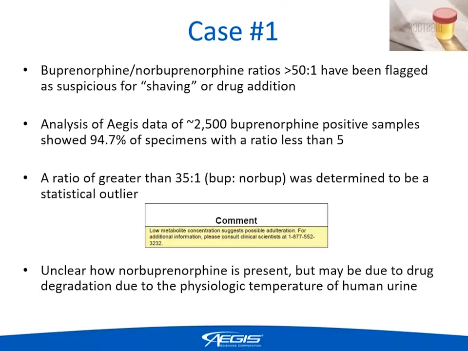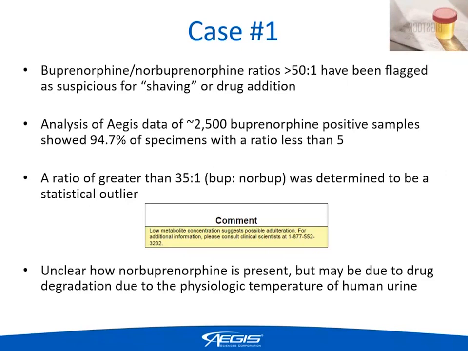When they do urine testing on these patients, typically the norbuprenorphine concentration in urine is anywhere from 2 to 5 times higher than the buprenorphine concentration. This can vary from person to person and throughout the day, but generally the norbuprenorphine level is going to be higher than the buprenorphine in people that are compliant. So with Aegis, we have a ratio of 35 to 1 of buprenorphine to norbuprenorphine. If it's higher than that, you get this comment on the report, because we've determined that to be a statistical outlier based on our data and what's been reported in published literature.